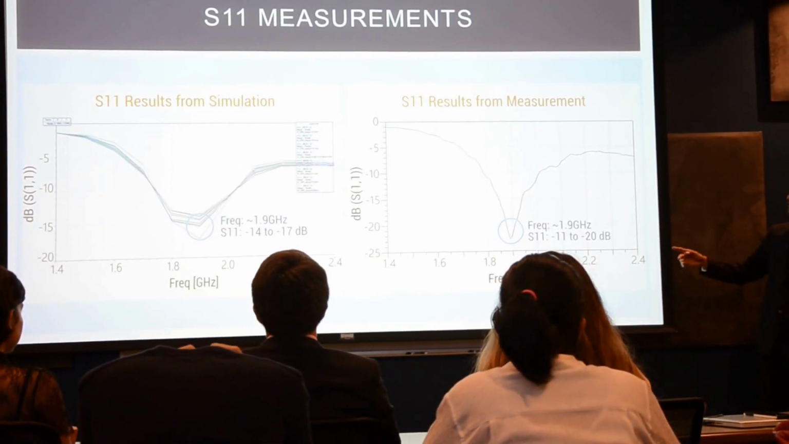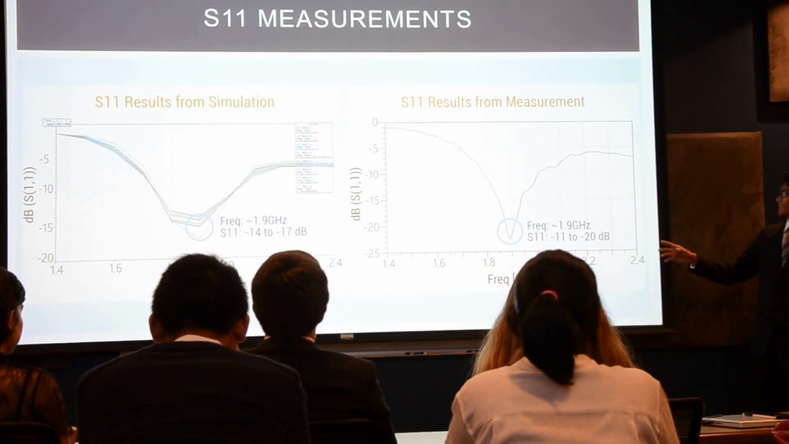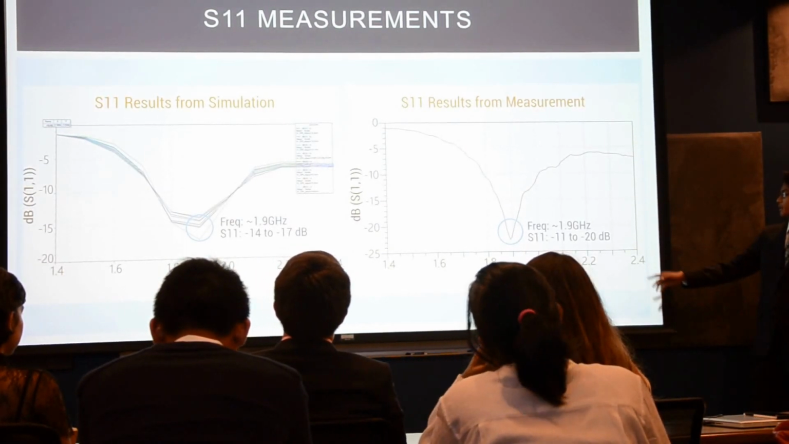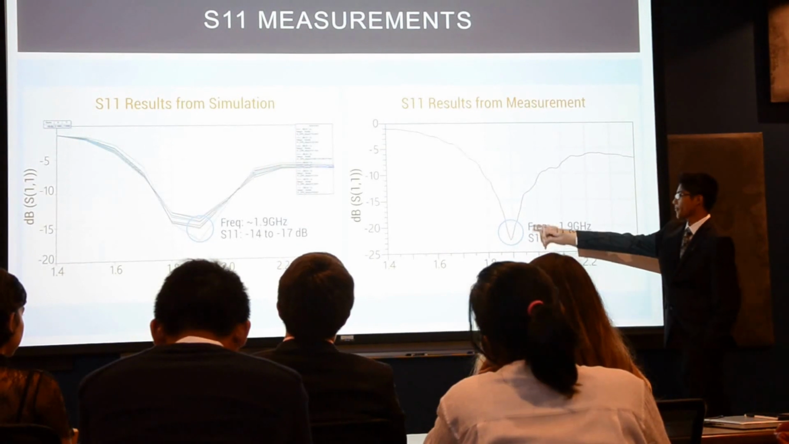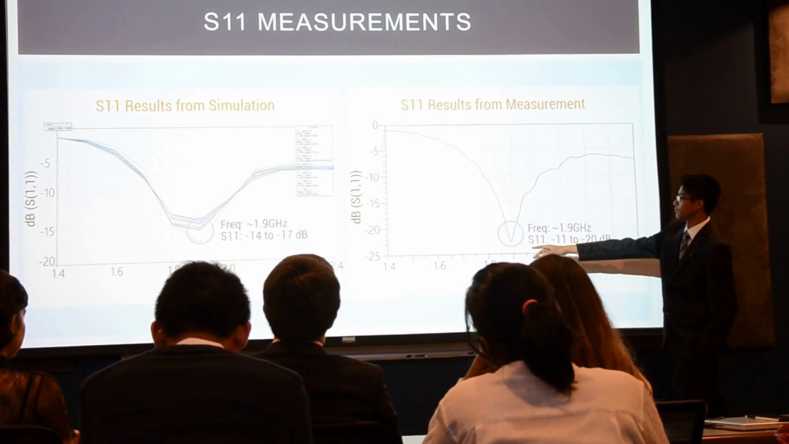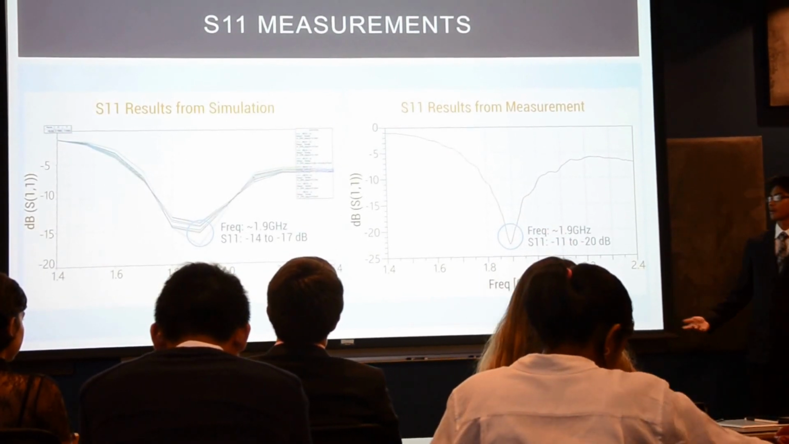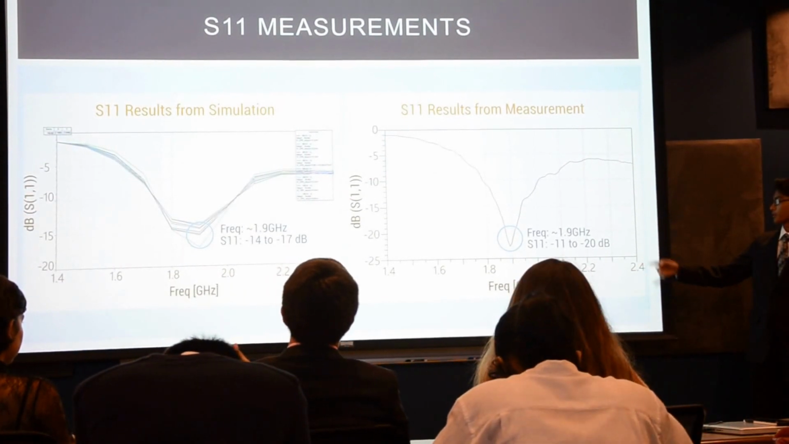But when we did it in real life, the antenna actually radiated pretty well on the 1.9 right here. It just had a little frequency shift to the right towards the 1.8, but that was fine because the S11's reflection rate was pretty good.